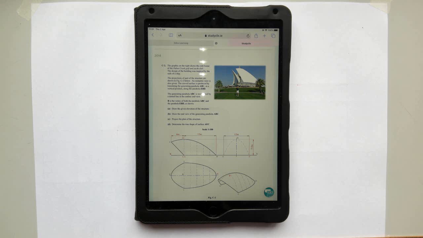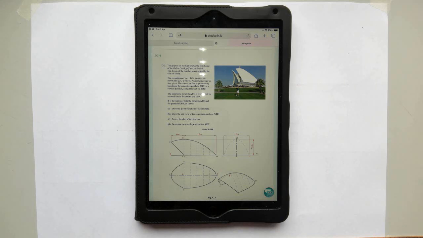The curved surface is produced by translating the generating parabola ABC in a vertical position along the parabola EBD. The generating parabola ABC is represented by a dotted line in the outline end view. B is the vertex of both the parabola ABC and the parabola EBD as shown.